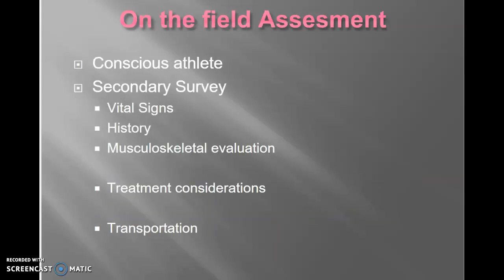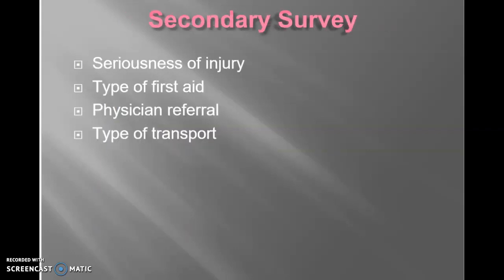On the field assessment, for a conscious athlete, you're going to do a secondary survey. Check vital signs. Check their history of what happened, how they're feeling, their musculoskeletal evaluation, then come up with treatment considerations and transportation. A secondary survey will determine the seriousness of the injury, the type of first aid needed, whether a physician referral is necessary, and whether there's a type of transport necessary.